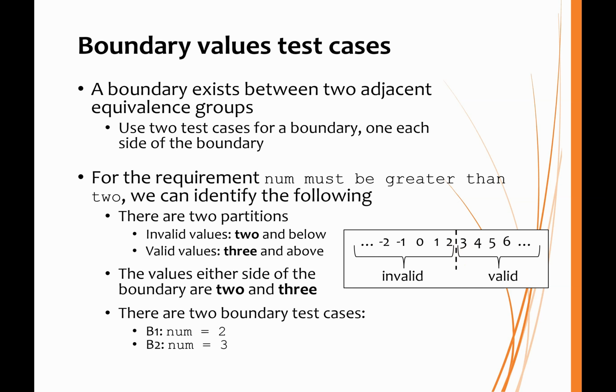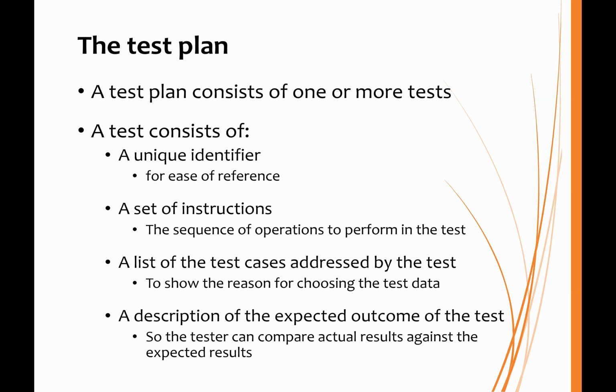And if we're dealing with a valid range, then there will be two boundaries, one at the bottom end of the range and one at the top end of the range, in which case we would have a set of 4 boundary test cases. Having identified the test cases, we can then start to build a test plan, which will have one or more tests, and a test will have a unique identifier so that we can easily refer to that test, a set of instructions that will tell the tester what operations to perform in the test, a list of the test cases that this test addresses, and then a description of the expected outcome.